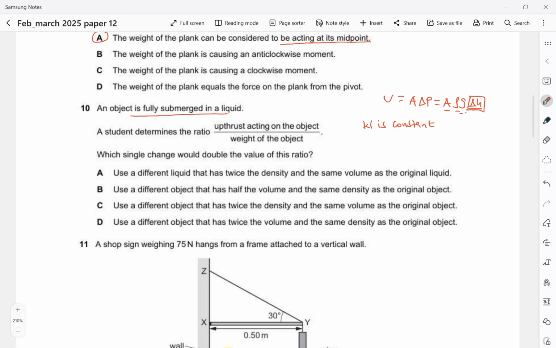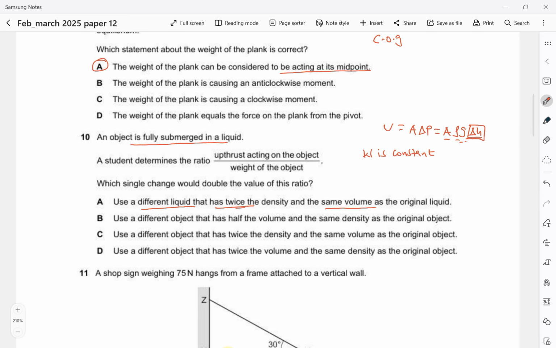Which single change would double the value of this ratio? Remember I said upthrust is area times difference in pressure, which depends on the depth, because area, density, and g could be constant. So use a different liquid that has twice the density and the same volume as the original liquid. Twice the density and the same volume.